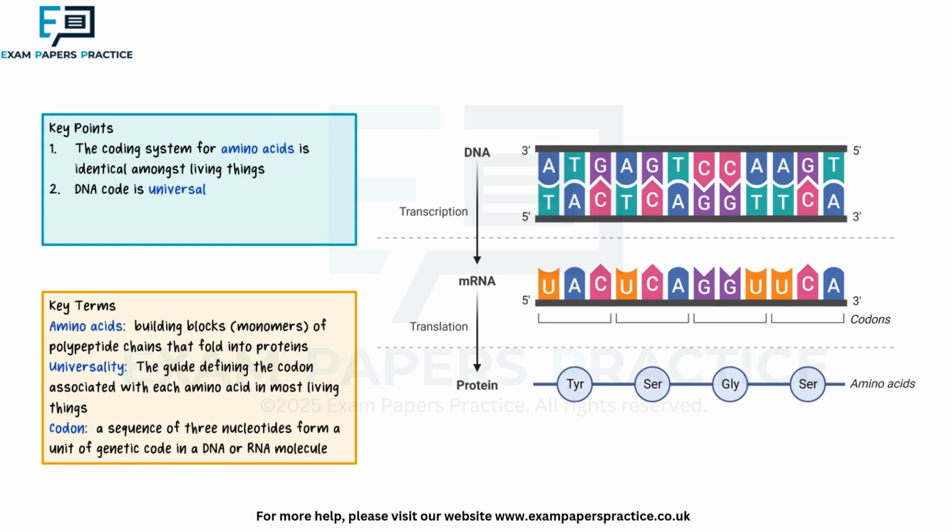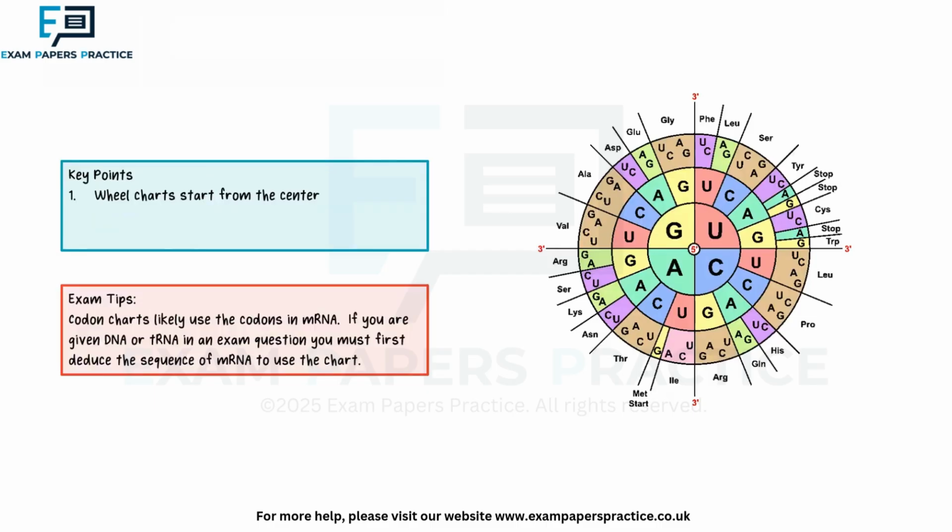We can use the order of the bases in messenger RNA, or the codons, to determine the order of the amino acids in a polypeptide chain. For this process, we use a codon table. So now that we understand the genetic code is universal in the code for amino acids, let's take a look at how we can decode a nucleotide sequence with a codon chart, or codon tables.